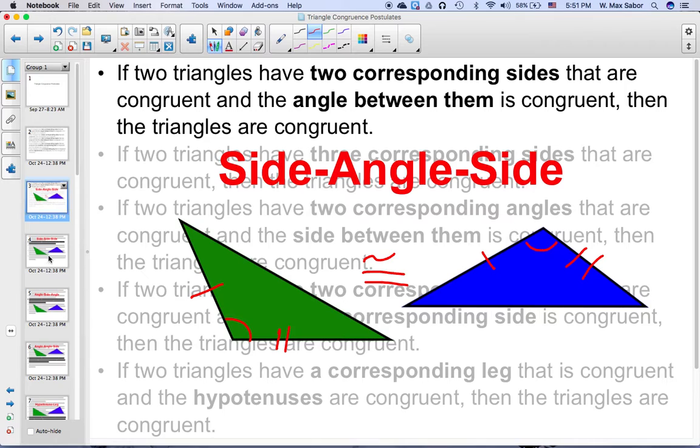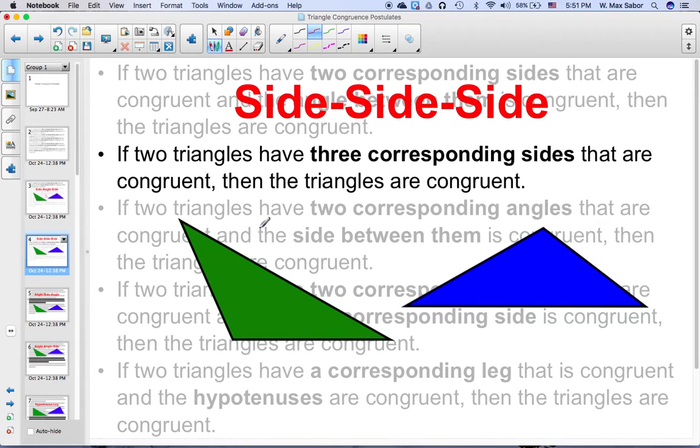The next one is side, side, side. So side, one, they have 3 corresponding sides that are congruent. So 2, 3. That means that they're congruent.